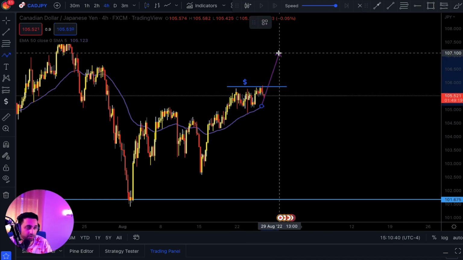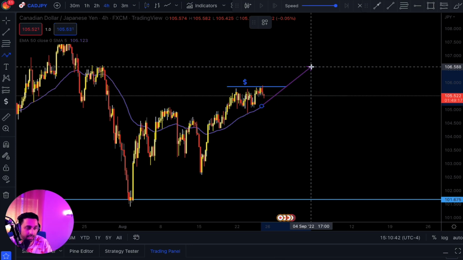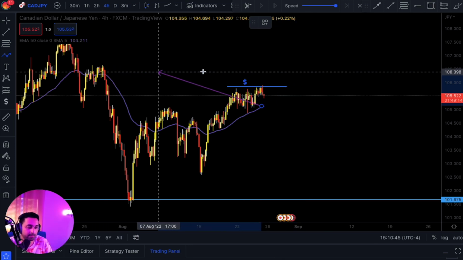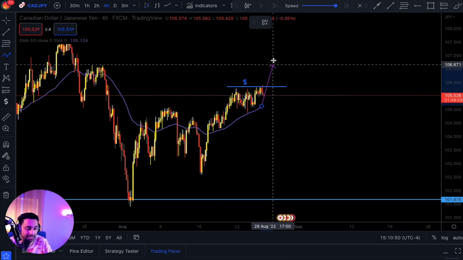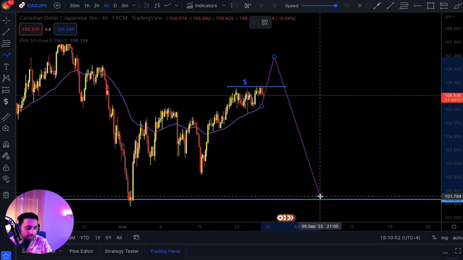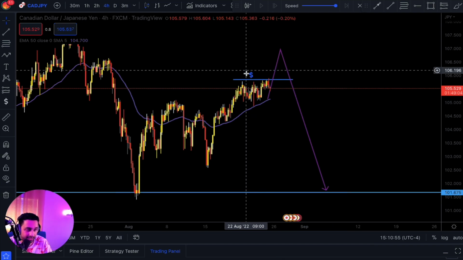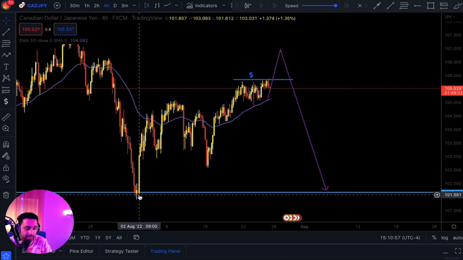Now, I don't know exactly what's going to happen. It would really depend when we touch this level and what kind of price action entry we can get here. But typically it should be something like this: a quick grab, and then it's going to come down to this. It's going to take these people out, and it's eventually going to make its way back here.